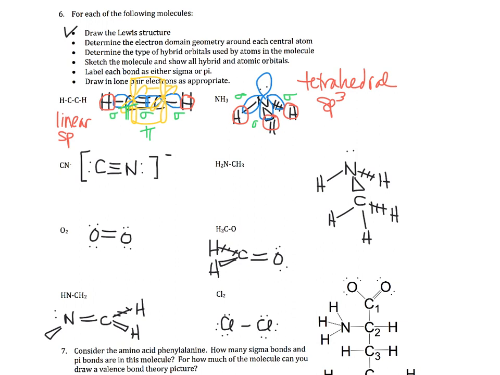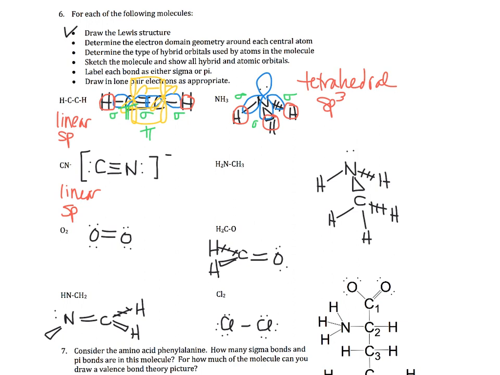Okay, let's go to cyanide, CN-. So what we can see is that around each atom, the carbon has 2 domains, a triple bond and a lone pair. The nitrogen has a triple bond and a lone pair, so each one has 2 domains. When you have 2 domains, that's a linear geometry, and as was the case up here, it means that we've got 180 degree bond angles, and we're going to use sp hybrid orbitals.